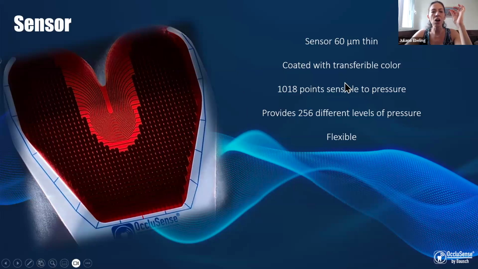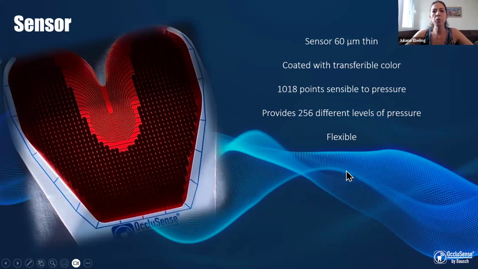And this is a lot of information. If we think that we have many possible contact surfaces in the mouth, and many points with different pressures, we have a lot of data. And if we don't know how to analyze and interpret this data, it's so confusing. For this reason, I start this class reviewing how we look at this data. And this sensor is flexible.